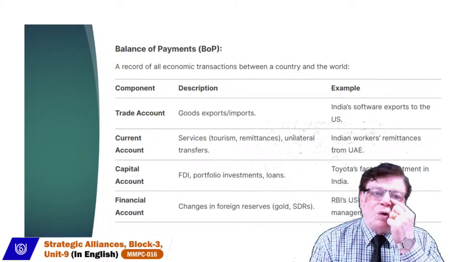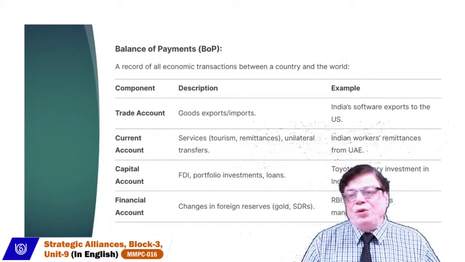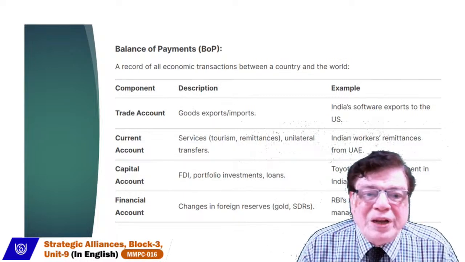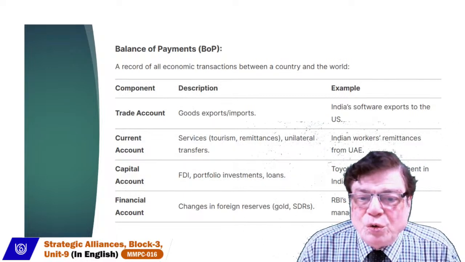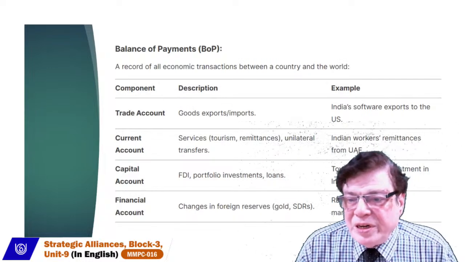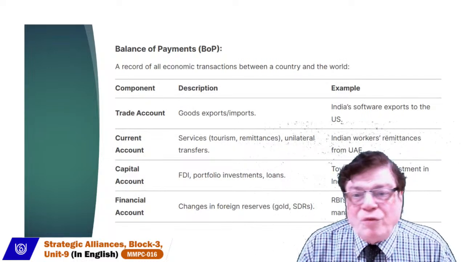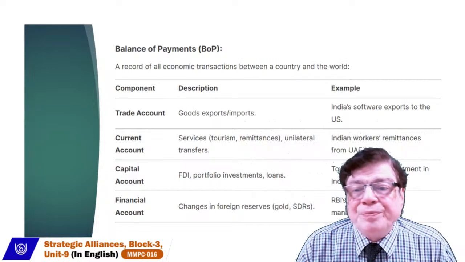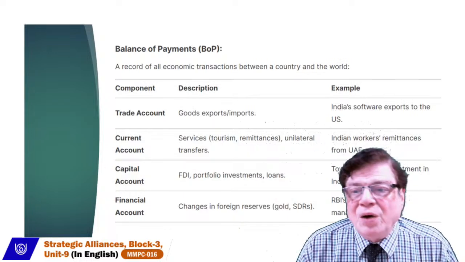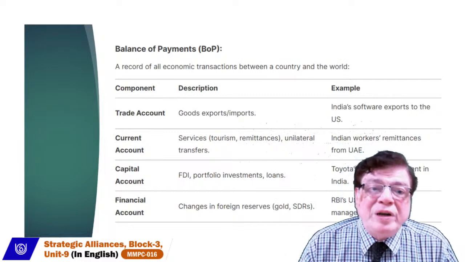So we have studied four types of account: trade account, current account, capital account, financial account. In the trade account, you see exports and imports transactions amount will come. Then in the current account, services, tourism, remittances, unilateral transfers will come. An example is Indian workers' remittance from UAE: Indian workers who are earning money in Dubai send regular money to their family. That amount will come in this current account. Now India's software exports to the United States, that amount will come in the trade account.